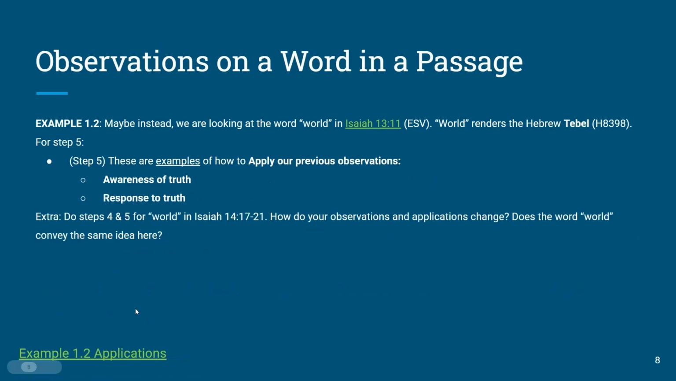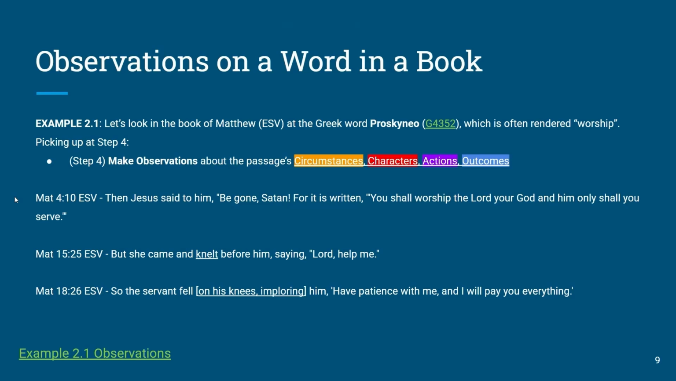Let's move on to a second category of examples. We call these observations on a word in a book. So let's first look in the book of Matthew at the Greek word proskuneo. This is the Strong's number G4352, and it's often rendered worship.